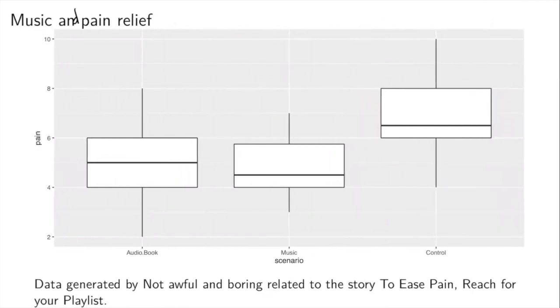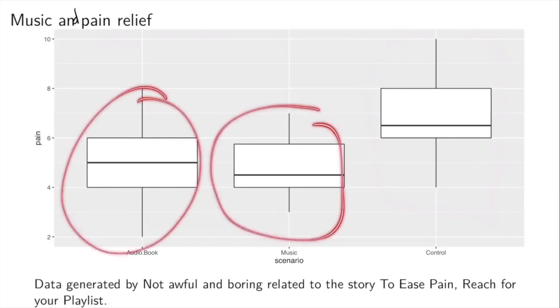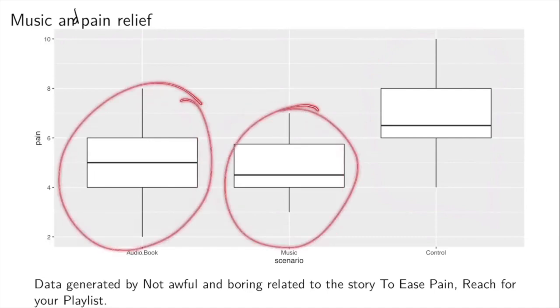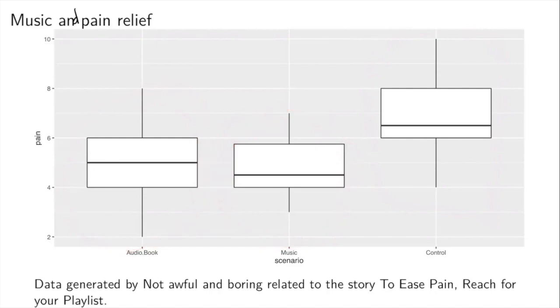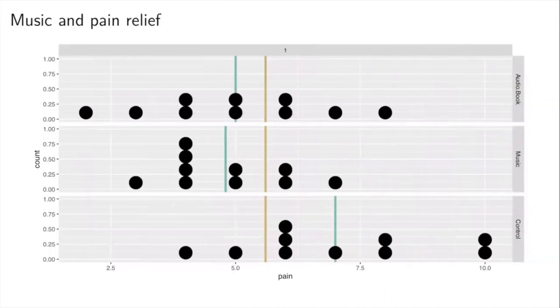And I showed you a couple different visualizations in the previous video. I showed you the box plots, where you can sort of see the control group looks different from the music group and the audiobook group. The music and audiobook groups look pretty much the same. And then I also showed you the same data, not as a box plot, but as a dot plot. So you can see there are some people with really low pain in the audiobook group, but some people with pretty high pain. Looking at the control, there are more people reporting high pain.